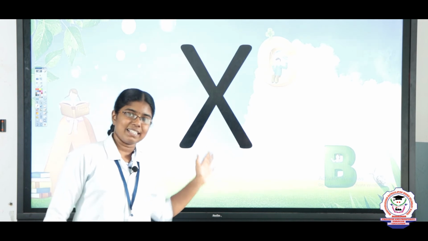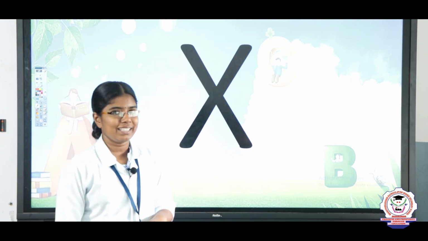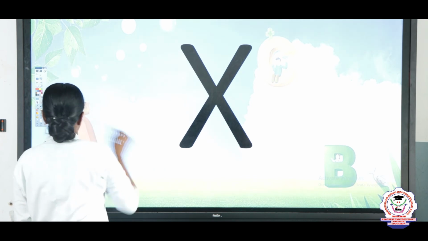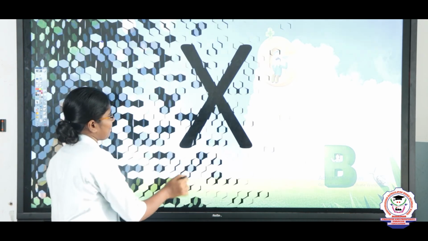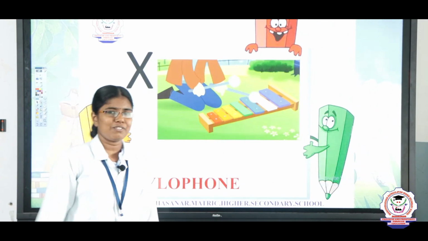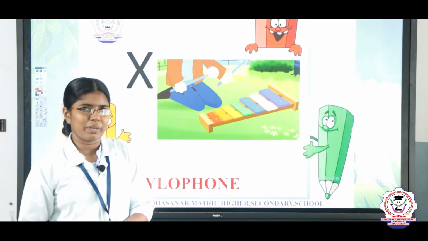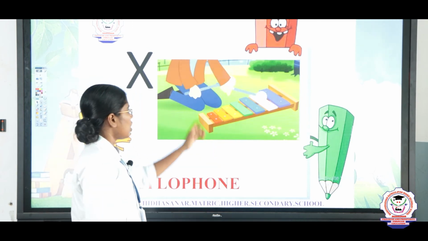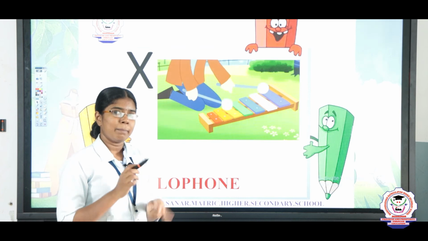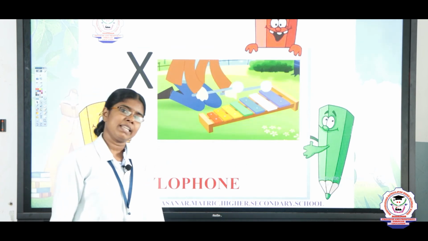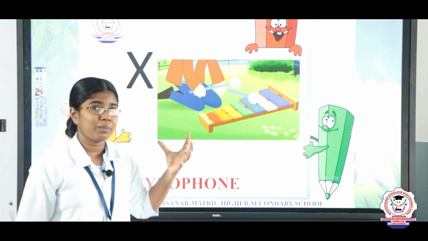This is the letter X. What letter is this, children? Yes, X. See here. X for, see it carefully. X for xylophone. It is a musical instrument. Okay. It has wooden bars. Okay, children. Also, we can beat the bars by using the drumsticks like this. Okay. Then only we can get the beautiful music from that.